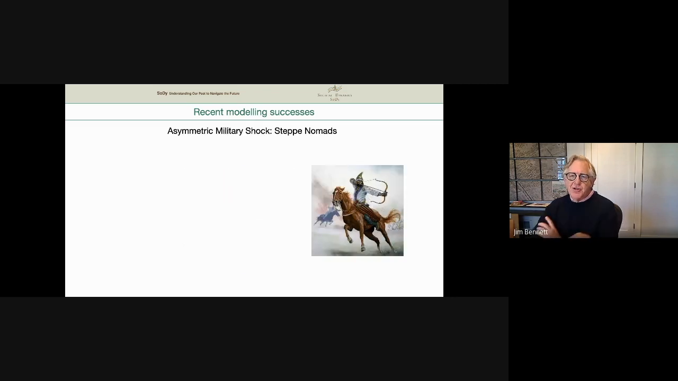the asymmetrical military shocks are exactly this thing that we talked about. And the major one that happens in this period is the steppe nomads. There are very few people out on the steppe. I mean, the total population of the steppe in this period at its peak was probably about 4 million, compared with the 400 million that we think was the total population. You know, like 1% or less is the steppe nomads.